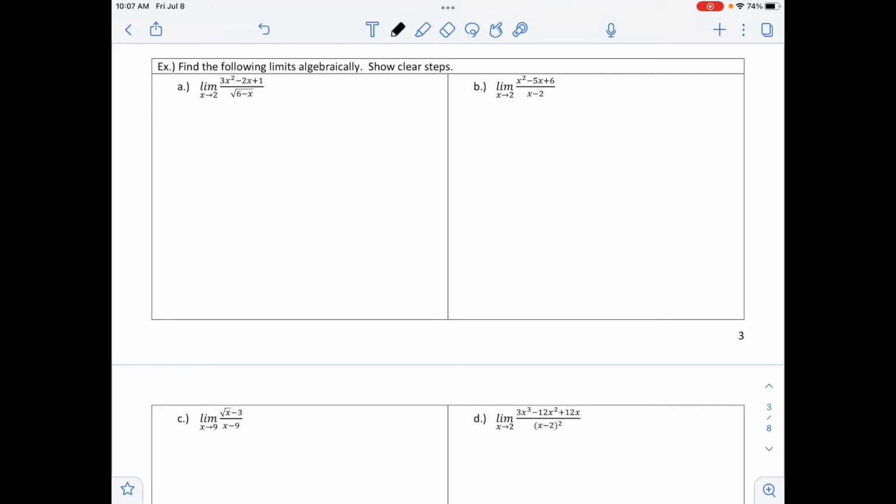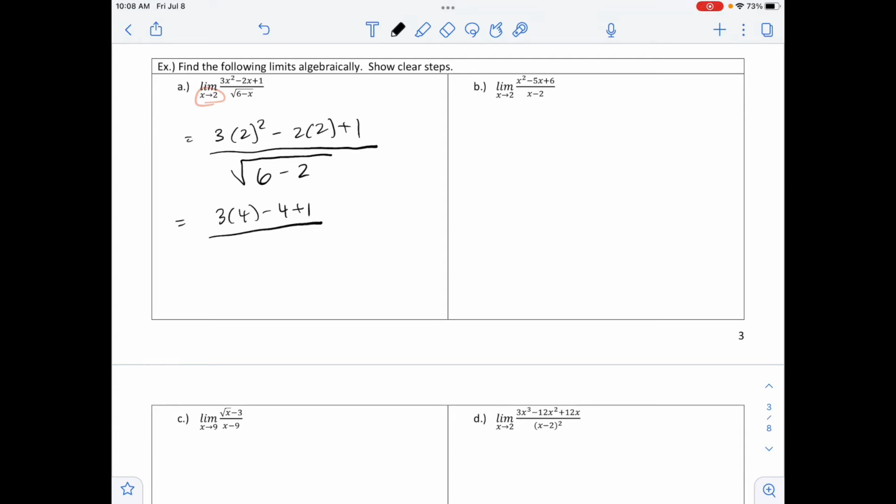So for this one, for part A, it says the limit as x approaches 2 of 3x squared minus 2x plus 1 over the square root of 6 minus x. And so I'm just going to go ahead and substitute in our value for x, which in this problem is 2. And so we're going to have 3 times 2 squared minus 2 times 2 plus 1 all over the square root of 6 minus 2. From here I would simplify this. We have 3 times 4 minus 4 plus 1 over the square root of 4, or just 2.